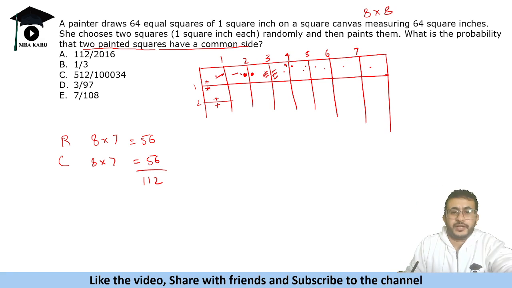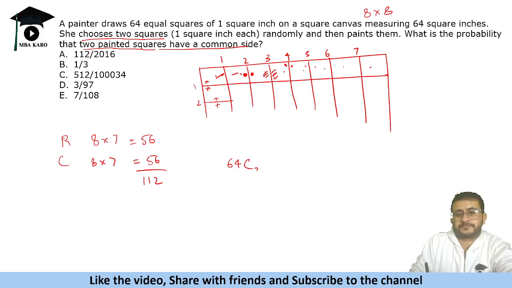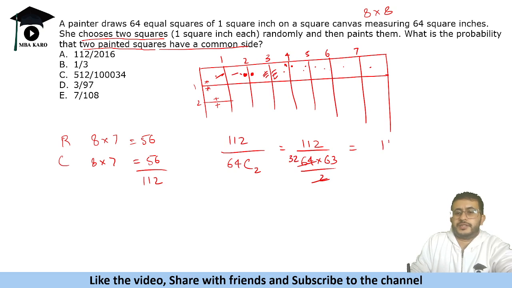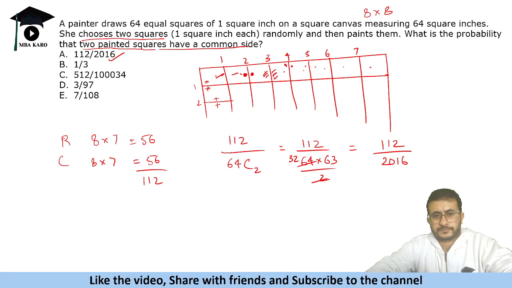Is it clear? Now this is the numerator, and in how many ways can we choose two squares? That is 64C2. So the probability is 112 upon 64C2. 112 upon 64 into 63 upon 2 is 32, and 32 into 63 is 2016, so it simplifies to 1 upon 18. So this was the answer to this question. Okay, so this is how we can find the probability.